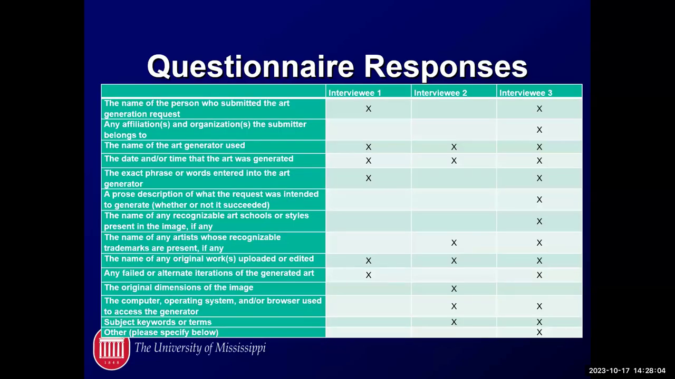So with that said, these are the responses that the interviewees gave me on the questionnaire. These are the pieces of metadata that they thought were interesting and important to collect alongside any such AI art generations if these images were to be used in any sort of classroom or library context. As you can see, interviewee 3 said everything. Collect as much data as you possibly can, and if we don't need it, it can be discarded. Whereas the other two were a bit more selective in what they were talking about. And the other that interviewee 3 checked, their other was everything possible.